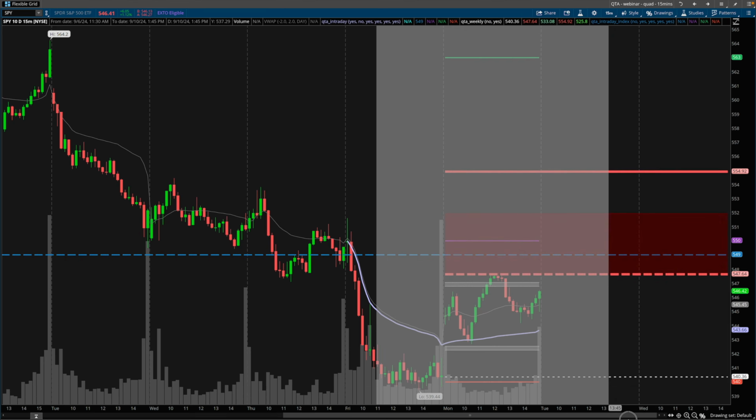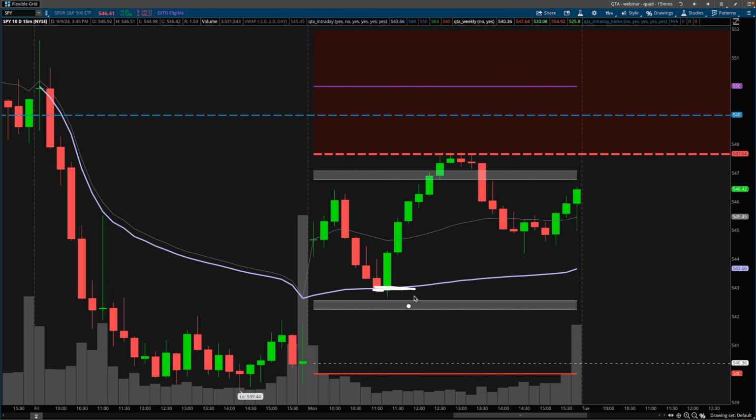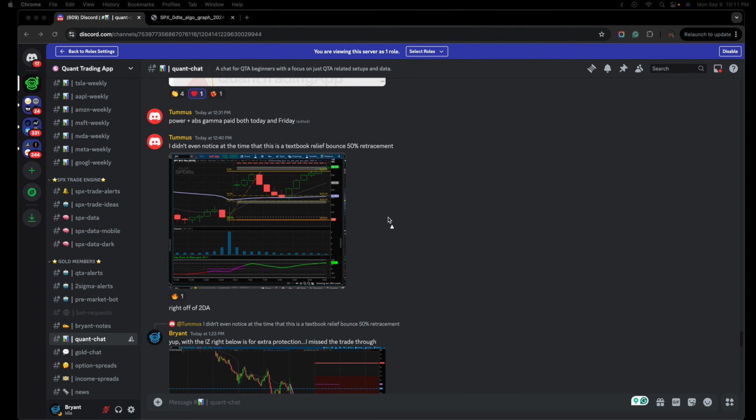On top of that, not only do we have the 2-day anchored VWAP, but we also had the Quant Trading App intraday zone right below it to offer some sort of potential support. A member in QTA is able to identify the textbook support. This is our 50% retracement.